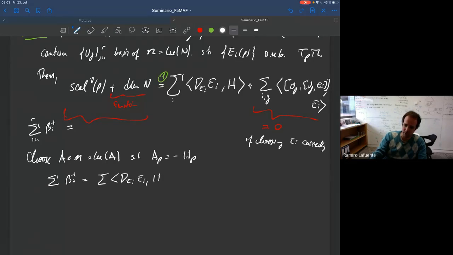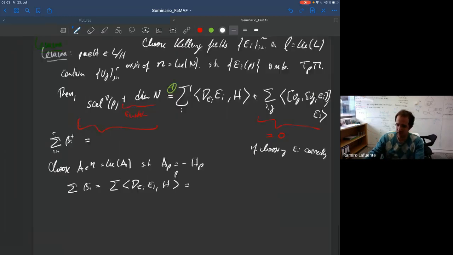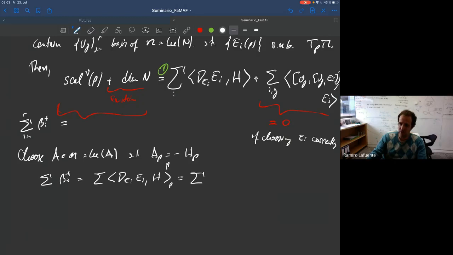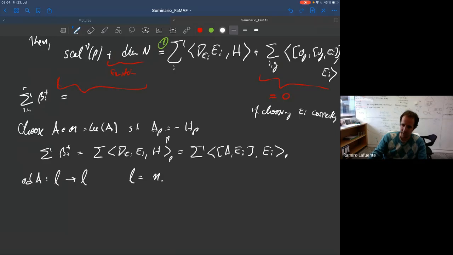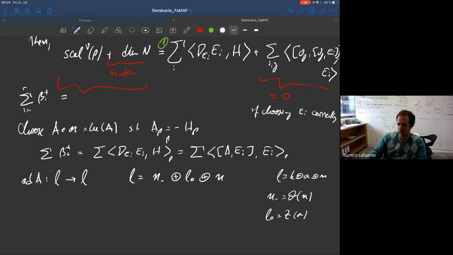I just rewrite what we had up there, right? But now we use this A, because by using A, we can compute this, because the Levi-Civita connection on Killing fields is well understood. You get this expression with the Lie bracket, right? And this is like a trace of ad A, right? But not quite, but you can also assume that the e_i's are eigenvectors of ad A. And now ad A goes from L to L, right? Now I want to decompose L as n minus plus l0 plus n, right? So n comes from Iwasawa, and n minus is just the Cartan involution applied to n, and l0 is the centralizer of n inside L.